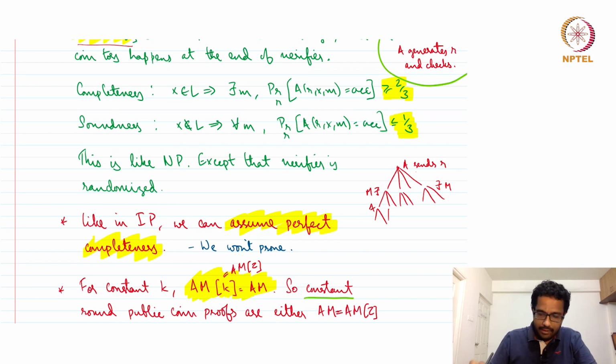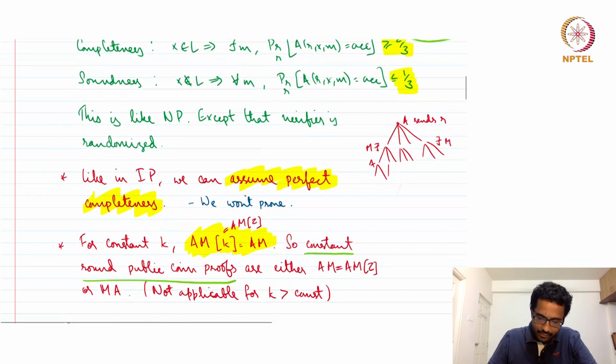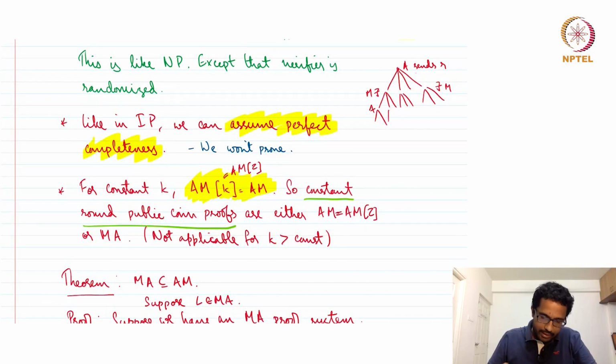So AM is like a member of the polynomial hierarchy, where instead of the for all quantifier, we have the random probability thing. And once again, constant k boils down to either AM or MA. In fact, this proof we will highlight. We will see the proof that AM with k rounds is equal to AM.